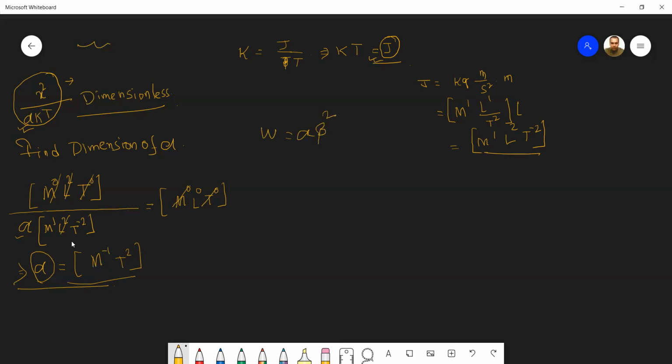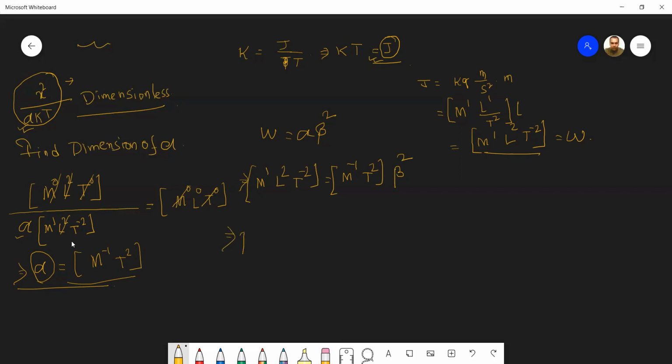So now see here, the exponential term we are no more writing, because the exponential term is a number. So W is equal to alpha beta square. What is the unit of work done again? Joule, that is the unit of work done. So we can write it as M1 L2 T to the power minus 2. Alpha's dimension is M minus 1 T2, and beta square.